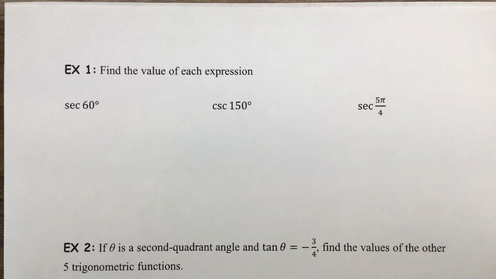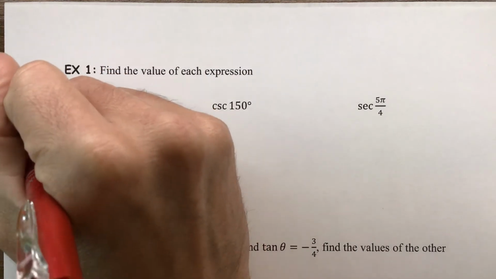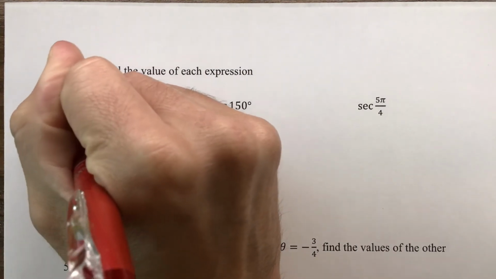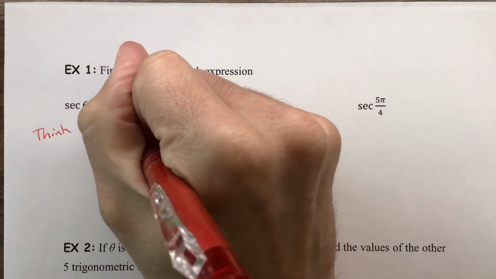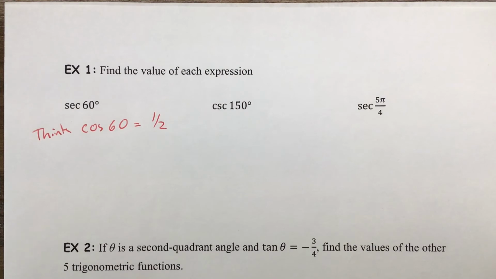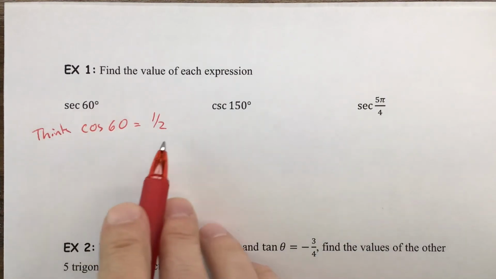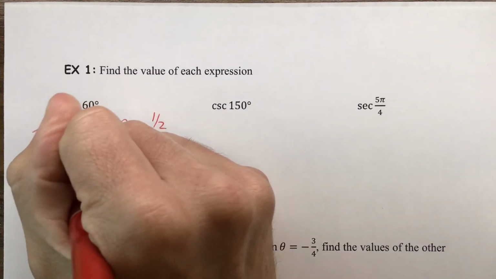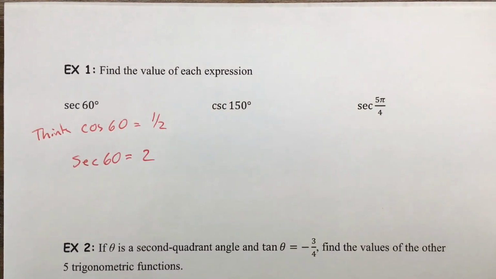We're going to think about the reciprocal. The reciprocal of secant is cosine. Okay, so I'm going to write this down. We're going to think about the cosine of 60. And we know what that is. The cosine of 60 is equal to 1/2. Now, if the cosine is the reciprocal of secant, we can actually just flip this answer over. We can say that the secant of 60 is equal to 2. And that's it. That's the answer.